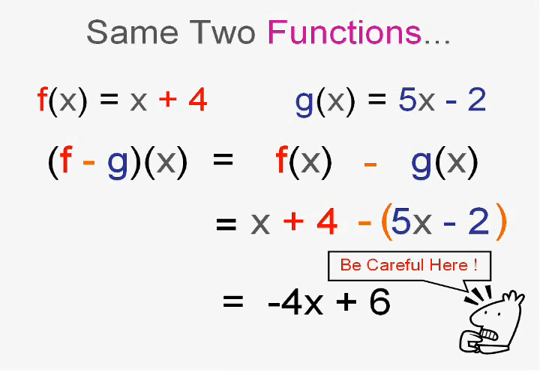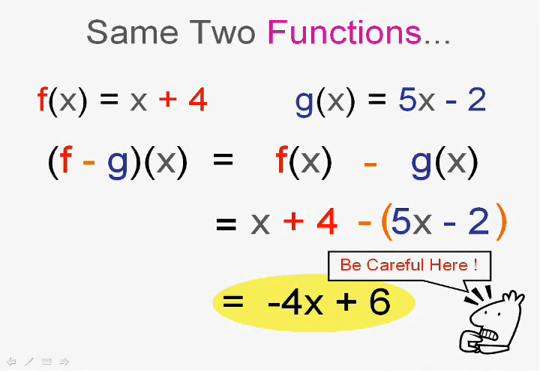x minus 5x is negative 4x. 4 minus a negative 2 is a positive 6. So be careful when you subtract functions. You probably should use parentheses all the time. They could never hurt. And that's your answer.